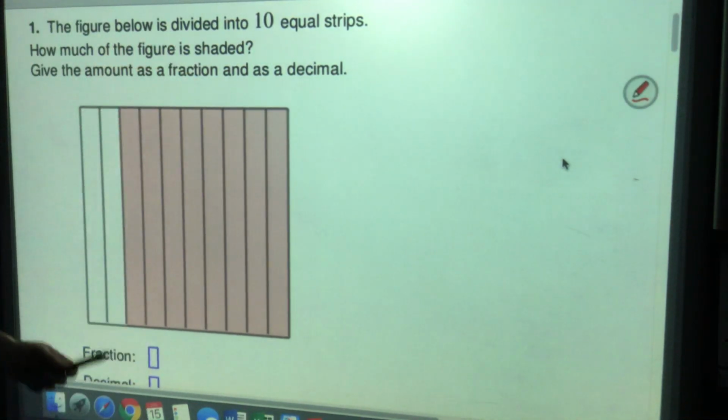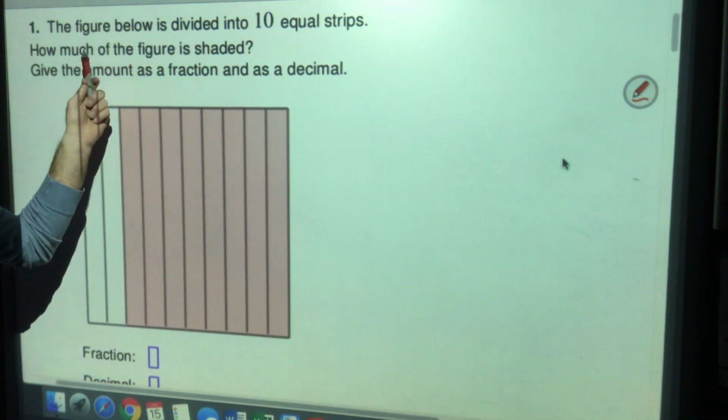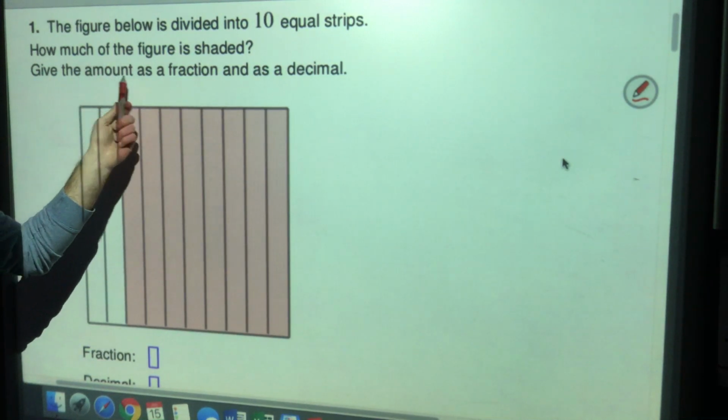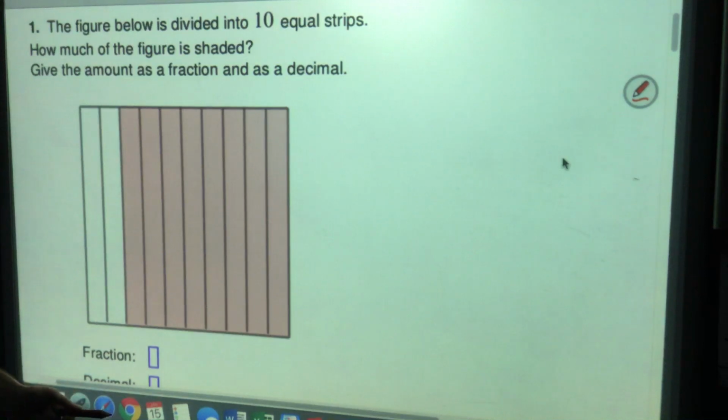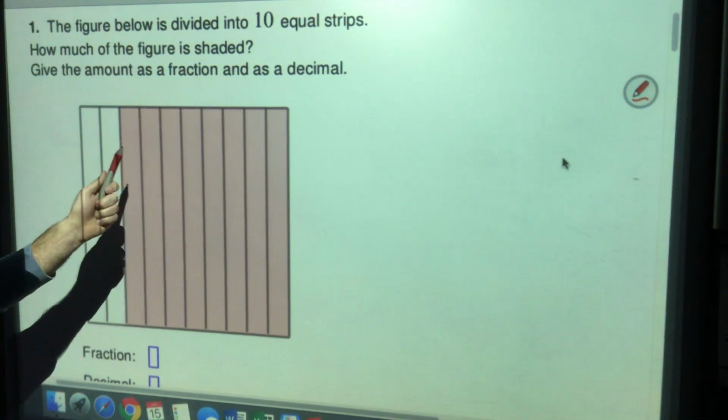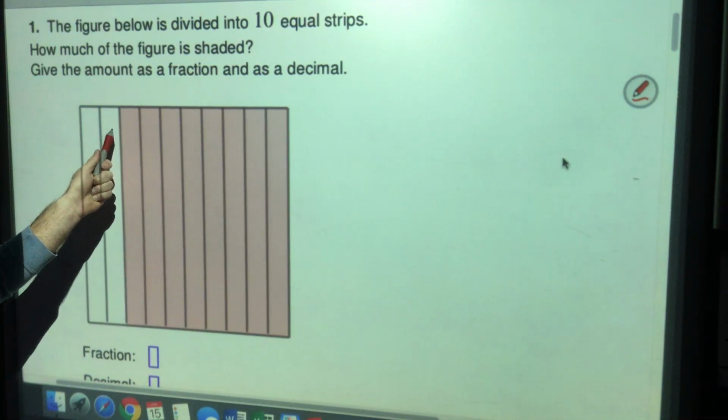Question 1, the figure below is divided into 10 equal strips. How much of the figure is shaded? Give the amount as a fraction and as a decimal. Okay, so how much is shaded? Well, we look at what is shaded.